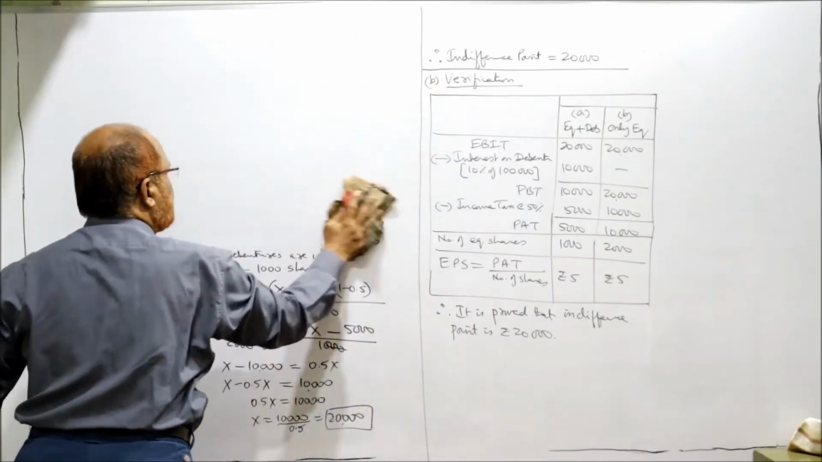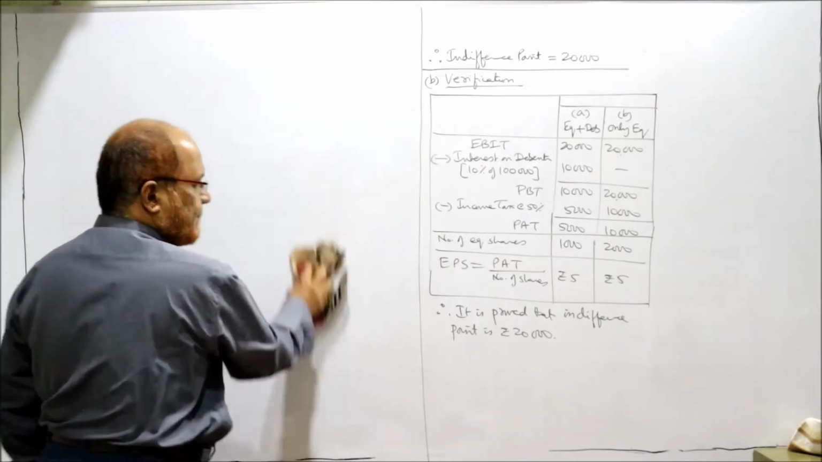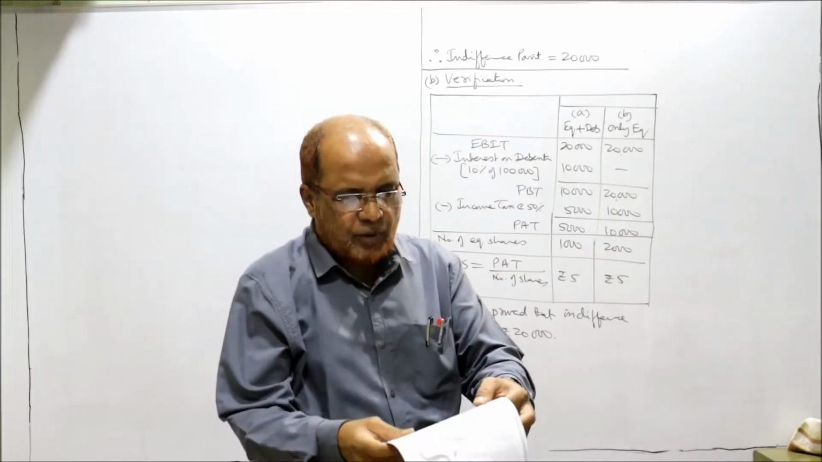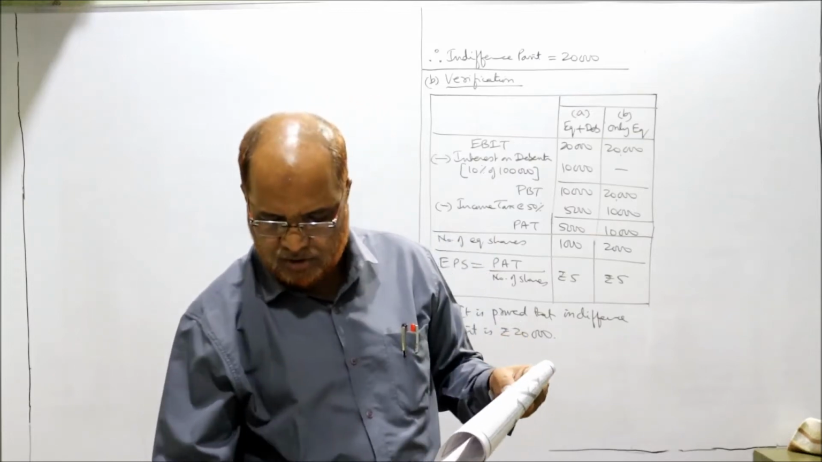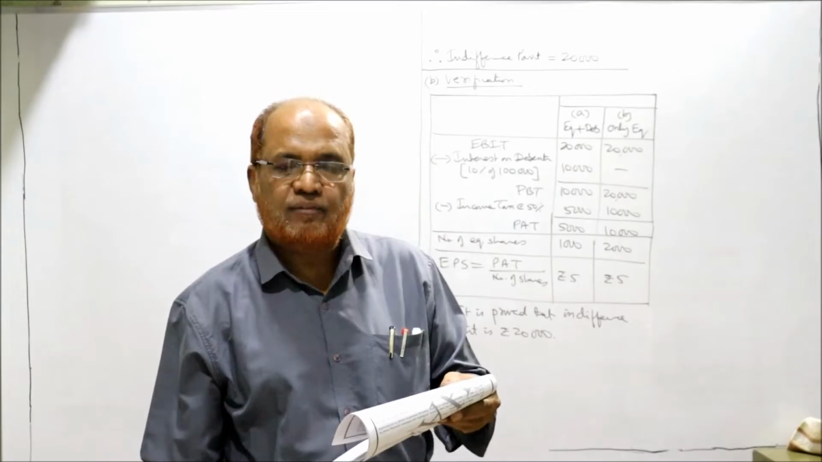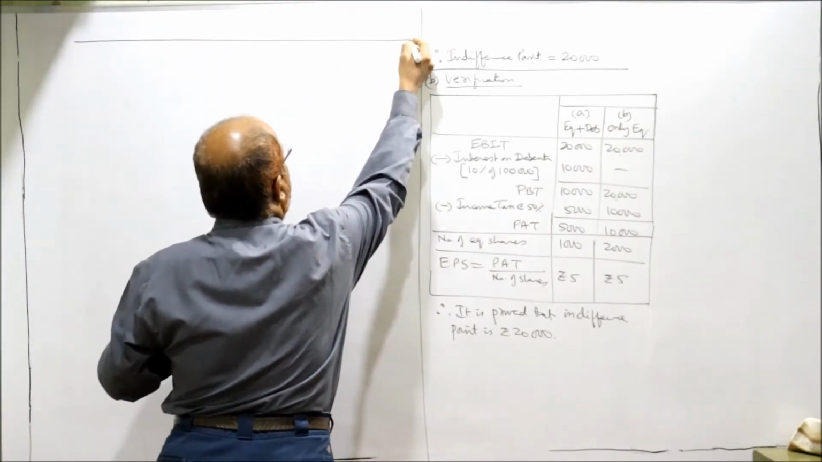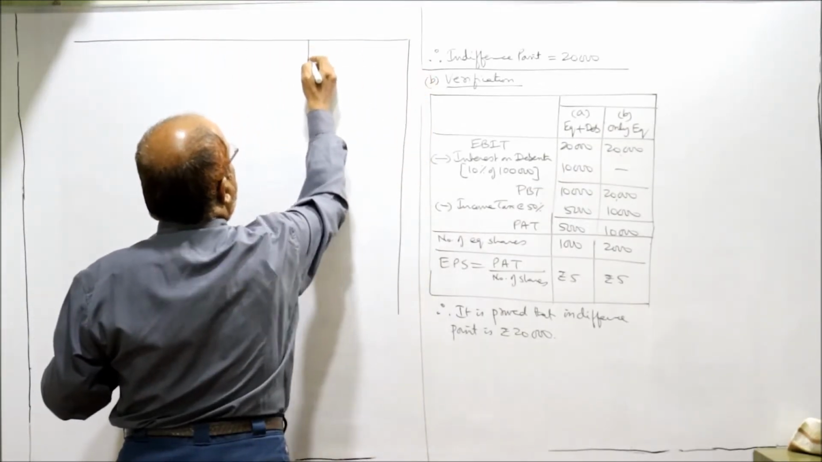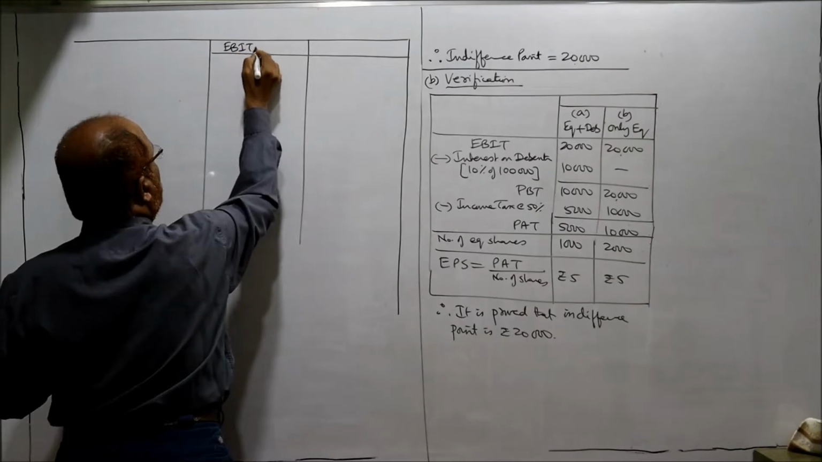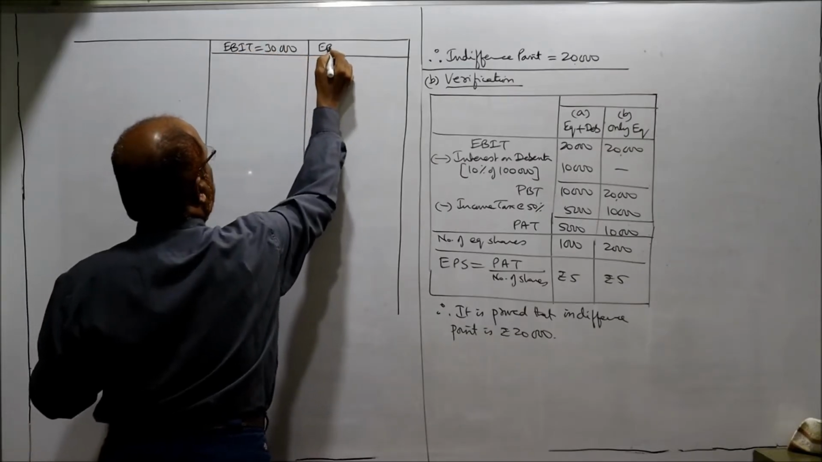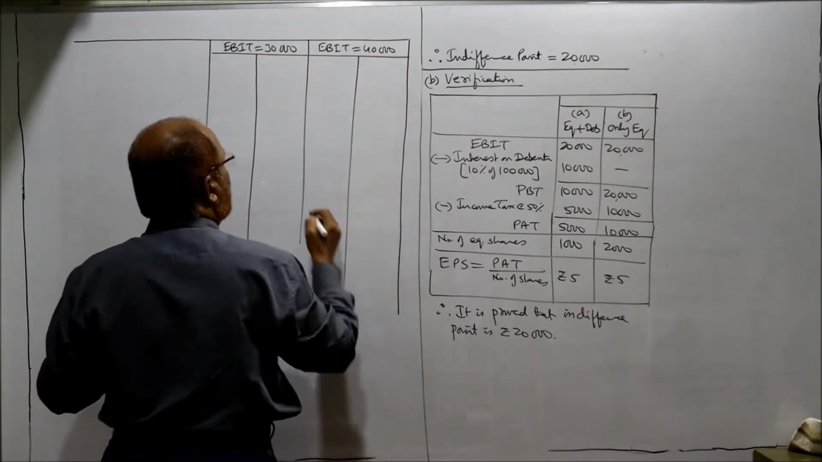Now the third question. The third question is asking you to compute EPS under the two proposed financial plans if EBIT is 30,000 and rupees 40,000. ये दोनों सिचुएशन में EPS कितना होगा if the EBIT is 30,000 or 40,000. In one table itself we can make the calculations. EBIT 30,000. Here we take EBIT is equal to 40,000. Again two plans will make A, B.